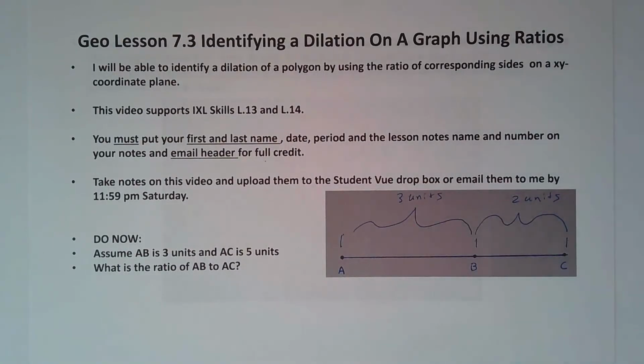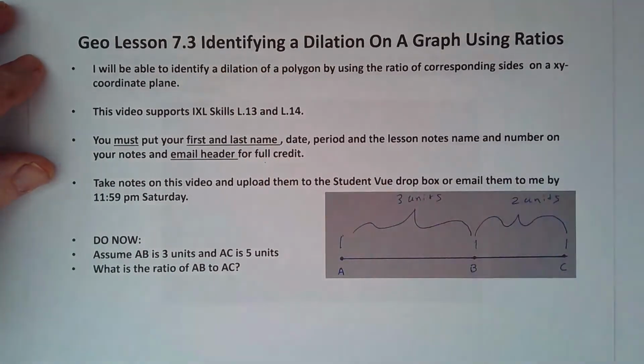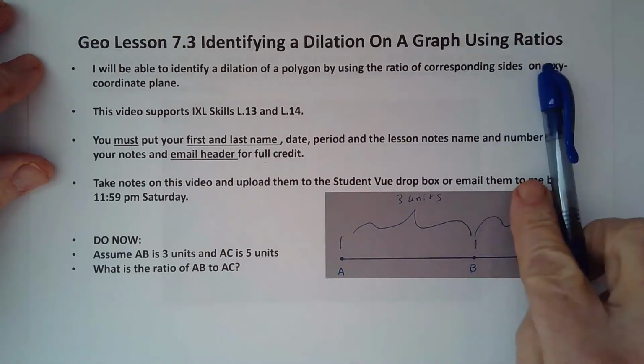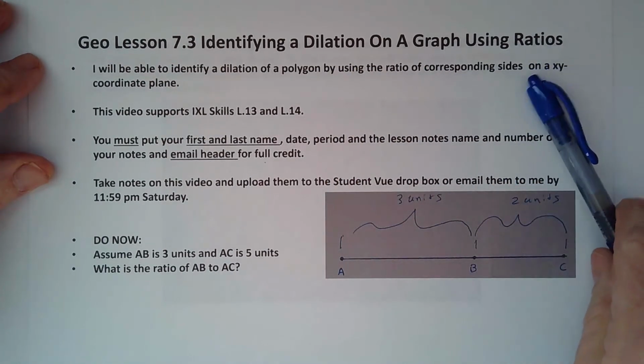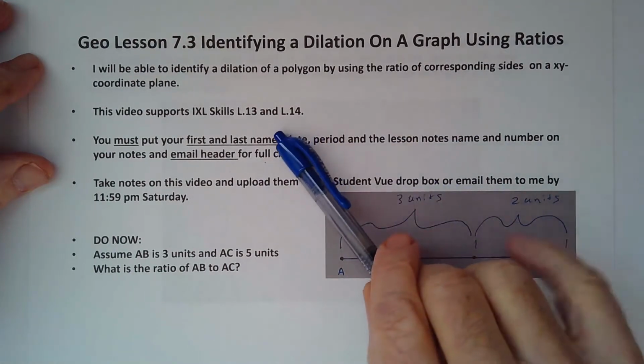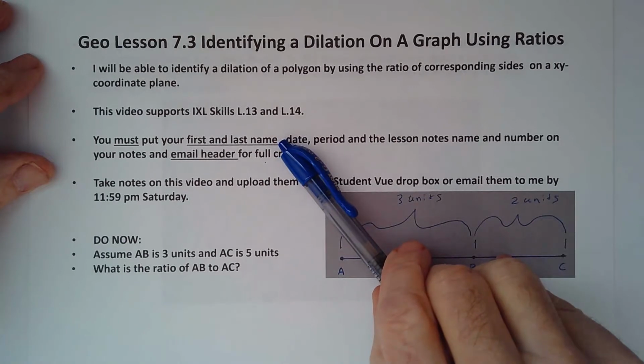Good morning. Today we are covering Geometry Lesson 7.3, which is identifying a dilation on a graph using ratios. This video supports IXL skills L13 and L14.